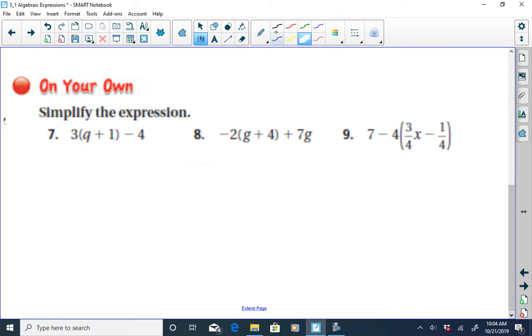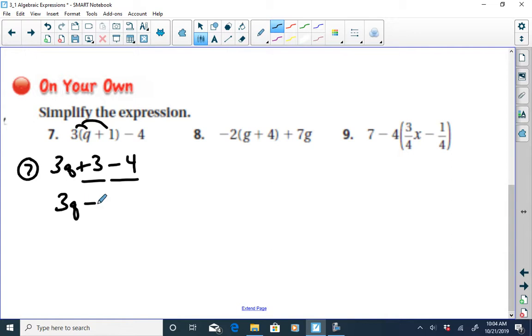All right, let's try these 3 problems down here. Problem number 7. First, I start with my distributive property. 3 times q is 3q. 3 times 1 is 3. Don't forget to multiply that back term. Then we still have that -4. My like terms here are my constant terms, +3 and -4. That's going to be -1. So we're left with 3q plus -1, or 3q minus 1. That's my simplified expression.